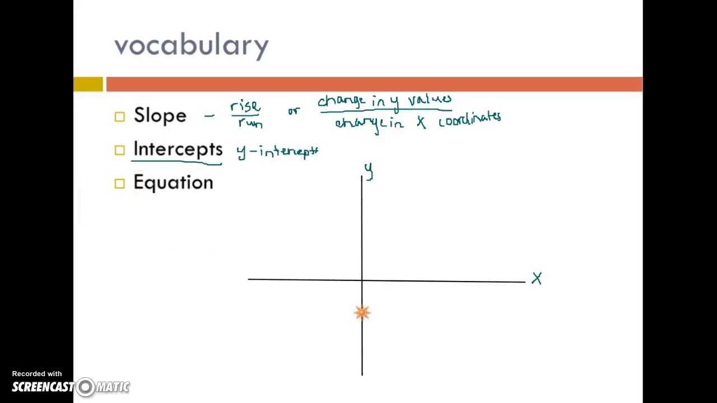And then an equation just represents a line. So if here is our line, this line is an equation. We can write an equation for this line. The slope is the steepness, so the change in y over the change in x. So how steep that line is, and our y-intercept, that means that's where this line is crossing our y-axis.